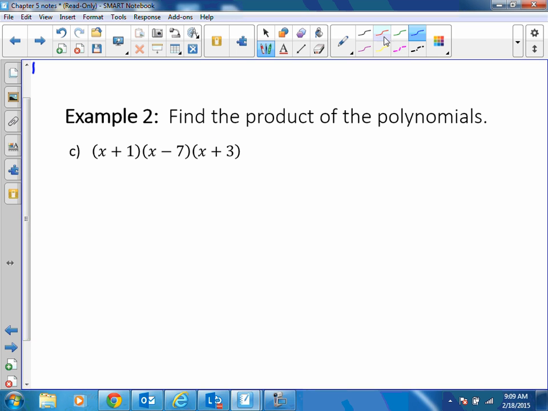Again, the same type of problem. Now, what I would do on this one is pick 2 to FOIL. I usually pick the last 2 because then it looks like the problem we had in example 1 earlier, or example 2C, or example 2A. So I'd pick these 2 and FOIL and then distribute at the end. So I keep this one as x plus 1. Then I FOIL this one.